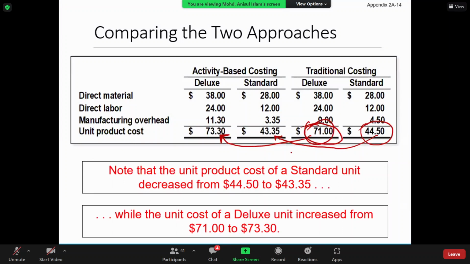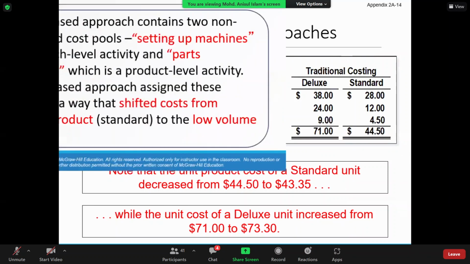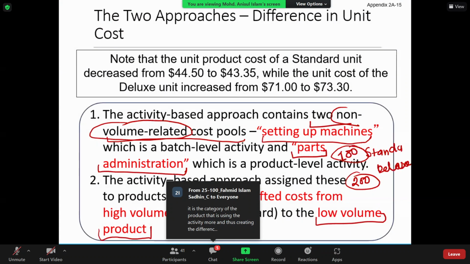Compared to which type of costing? Compared to activity-based costing, we see that standard is incurring more cost in the traditional costing approach, and deluxe is costing less. But when we are more precise using activity-based costing, we see that the standard is incurring less cost compared to the traditional costing, and deluxe is costing more compared to the traditional costing. I hope I have been able to make you understand.